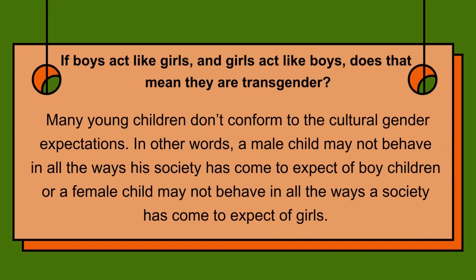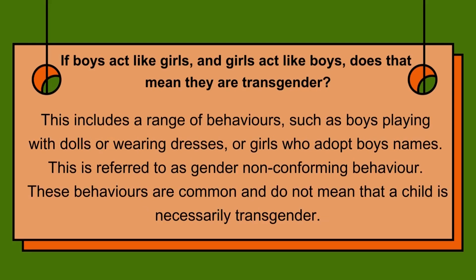If boys act like girls and girls act like boys, does that mean they are transgender? Many young children don't conform to the cultural gender expectations. In other words, a male child may not behave in all the ways his society has come to expect of boy children, or a female child may not behave in all the ways a society has come to expect of girls. This includes a range of behaviors, such as boys playing with dolls or wearing dresses, or girls who adopt boys' names. This is referred to as gender non-conforming behavior.